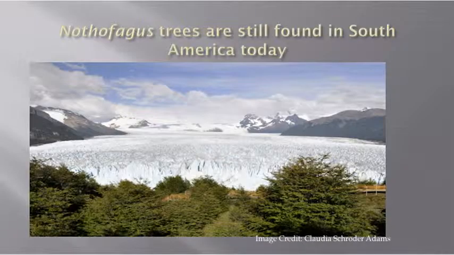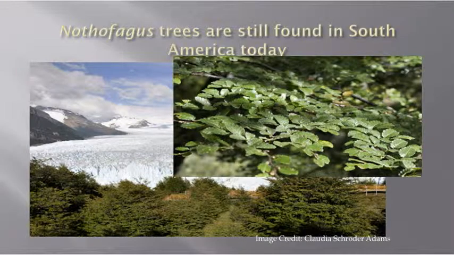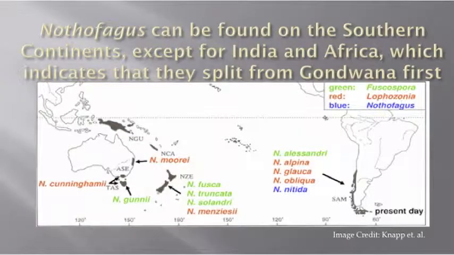And here's a really interesting spot that Claudia's been to. And all these trees in the foreground, these are all what we call Nothofagus trees. And this is a really interesting tree because it has a really interesting distribution. And if we just look at a close-up of these trees, pretty normal. But what we have here is a distribution map of Nothofagus.